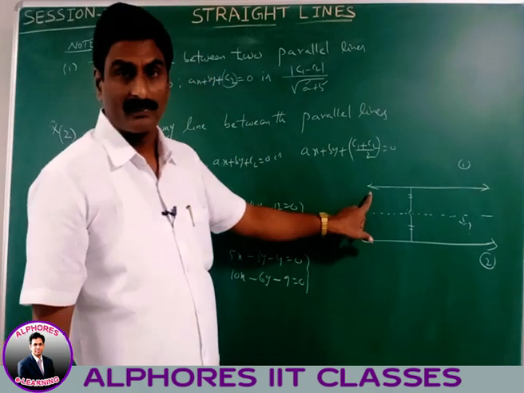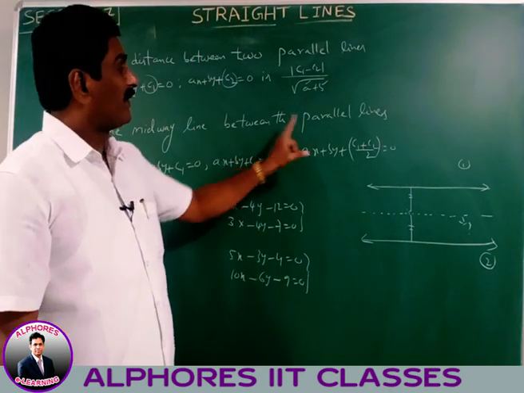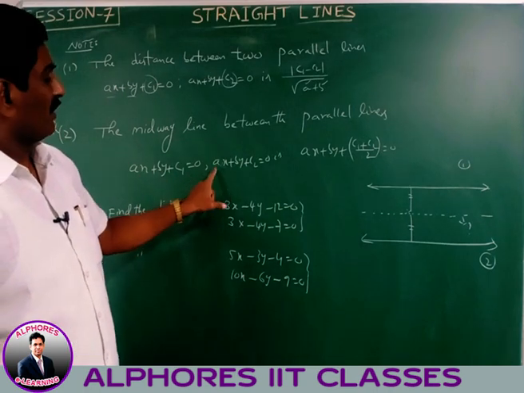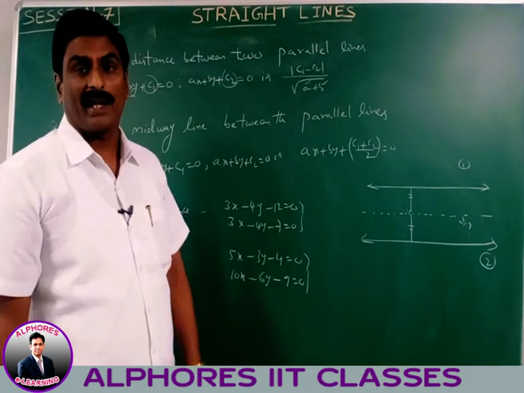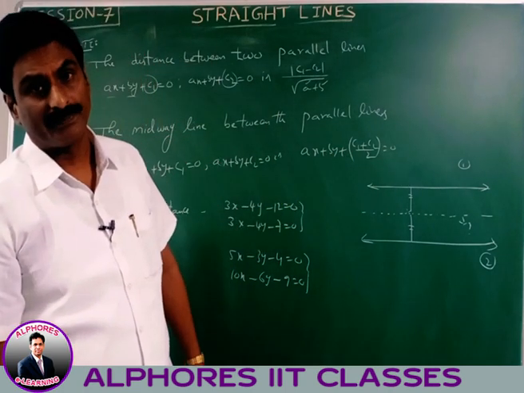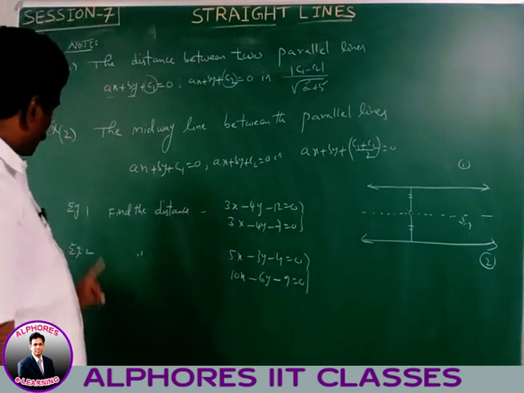Very very important. Please note this diagram. The midway line between the parallel lines ax plus by plus c1 is equal to 0 and ax plus by plus c2 is equal to 0 is ax plus by plus (c1 plus c2) by 2 is equal to 0. Okay. Next, write one of the two examples.